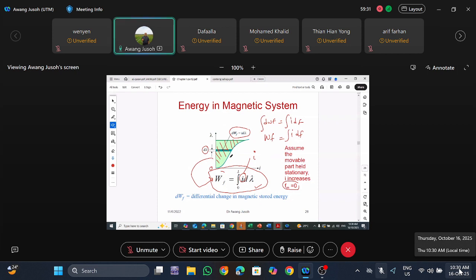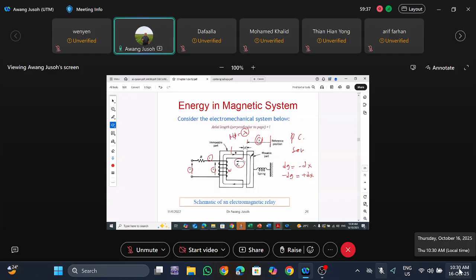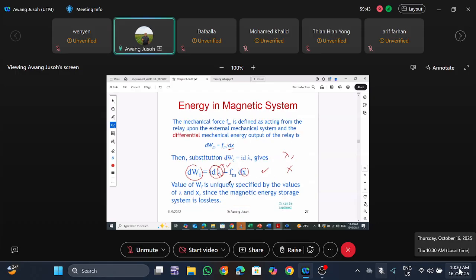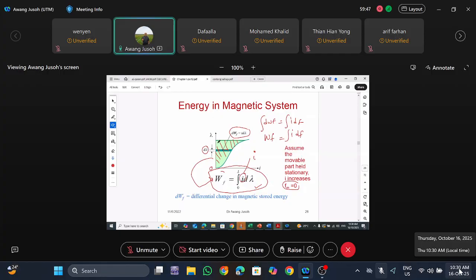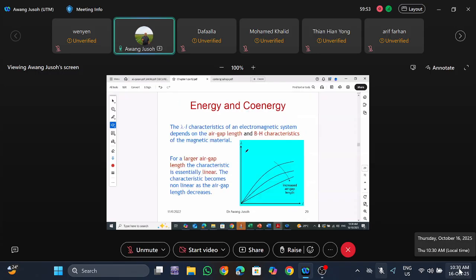When we inject the current, we hold the plunger from just now, or the movable part, and we find the total amount of energy stored in the magnetic field is given by I lambda. Okay, there is a relationship between I and lambda. So if we plot the graph in more detail, I need the graph between lambda and I.